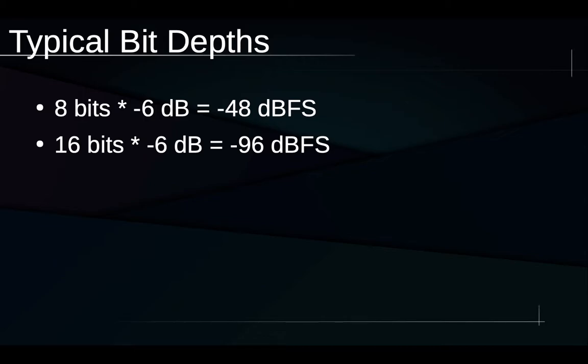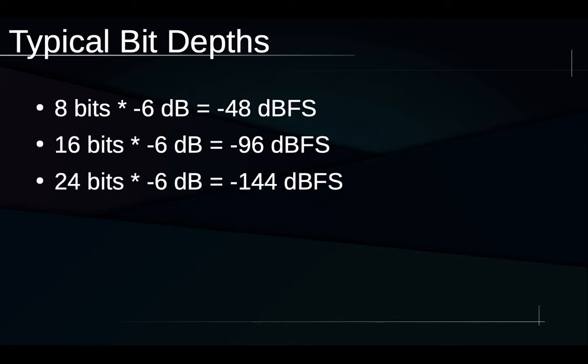16 bits is the bit depth that was used in the CD audio standard. If we take 16 bits and multiply it by -6 decibels, we get -96 decibels full scale. Basically, that's saying that the digital noise, the quantization error, is going to be about 100 decibels below the maximum level that we can represent. And 100 decibels is on the borderline of being too quiet for us to hear in many playback situations. But if we make that digital noise 20 decibels louder by amplifying it, then maybe it comes into the range of something we can hear and be irritated by.